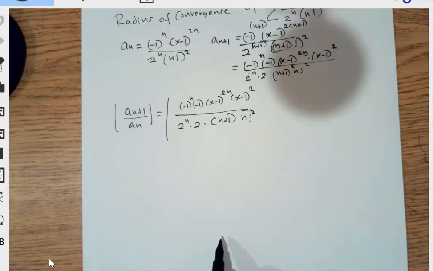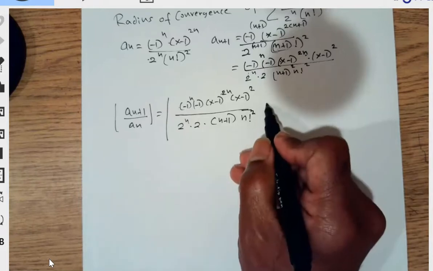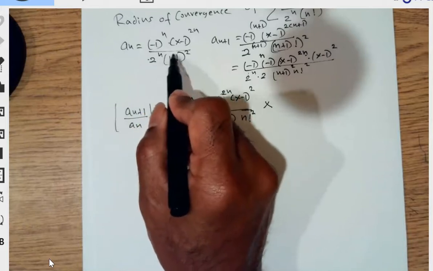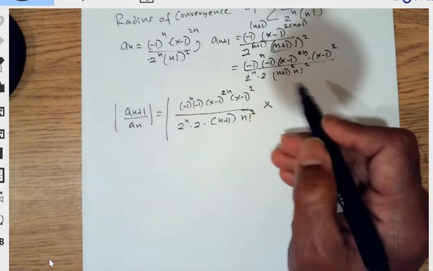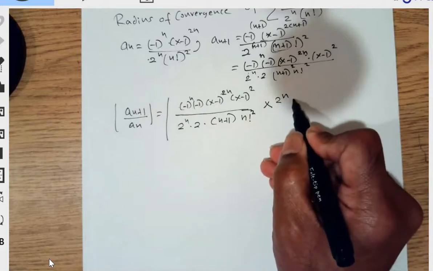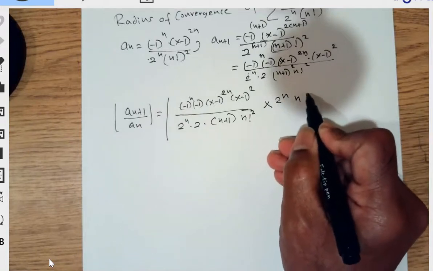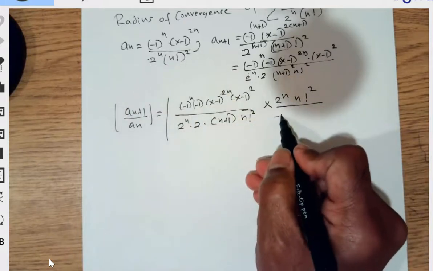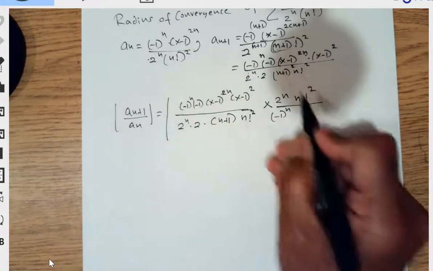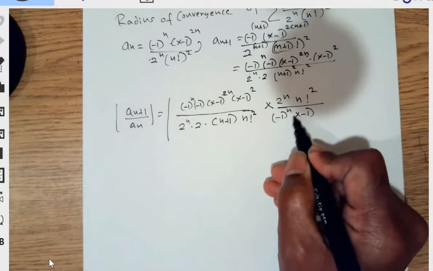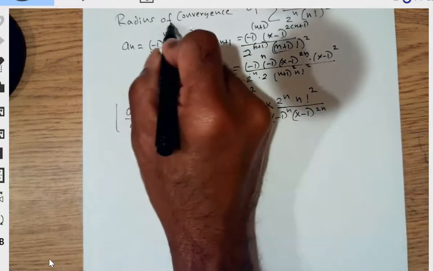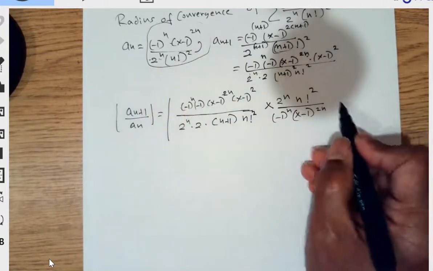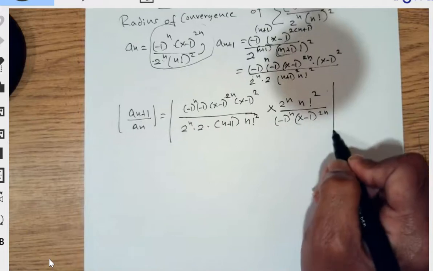And you want to divide by a_n, so you're really multiplying by the flip of a_n, right? That's easier to think of it that way. So the flip of a_n would be 2^(2n) times n factorial squared divided by (-1)^n (x - 1)^(2n), because I'm actually dividing by this, but that will be saying as multiplying by the flip of this, right? Okay, and I'm writing that just to make it easier.